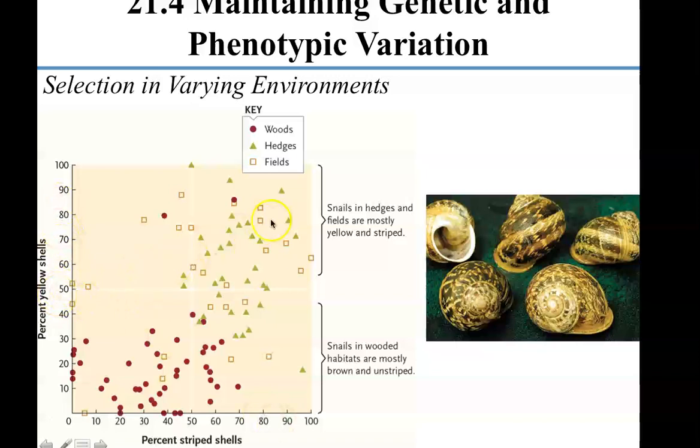And so you can see that snails that live in hedges and fields, so places that have a lot of vegetation and bright light, are mostly striped and yellow. Whereas snails that live in wooded habitats where it's darker and more shaded and maybe the colors are more brown and black, then they tend to be less yellow and have a smaller percentage of stripes. So this snail population is going to be undergoing different types of natural selection just based on where the snails are living.